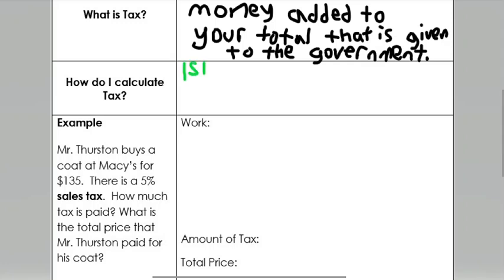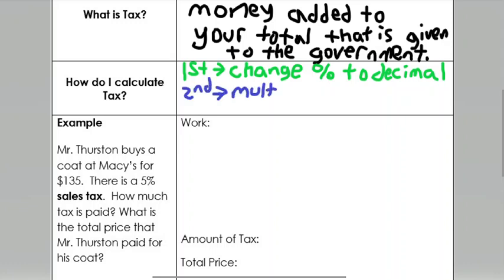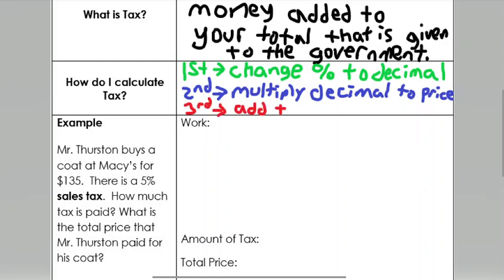So remember, my first step is I'm going to change my percent to a decimal. All right, my next step, I want to multiply my decimal to my total price. And then my last step, or my third step, is I take that amount and I add it to my original price. Okay, so let's find this example here.